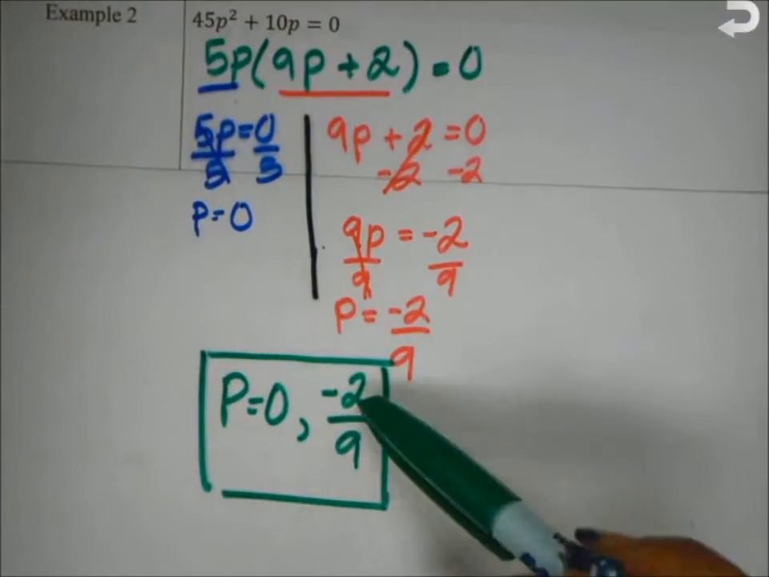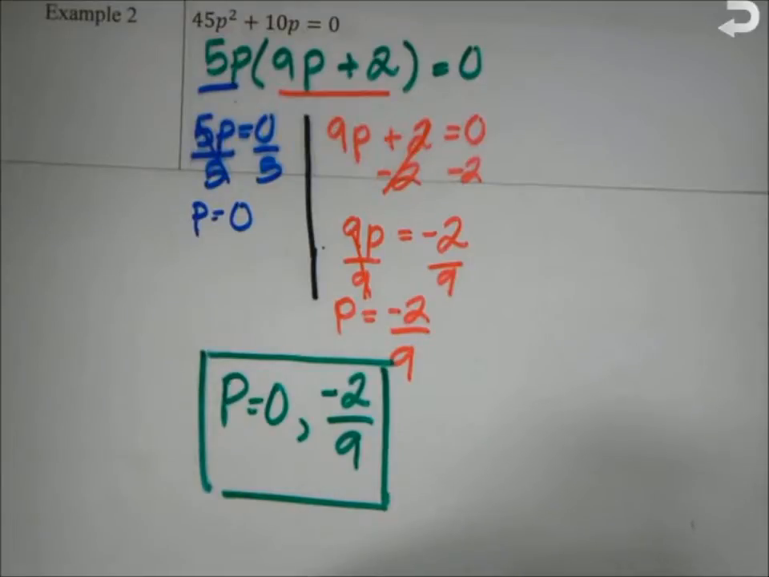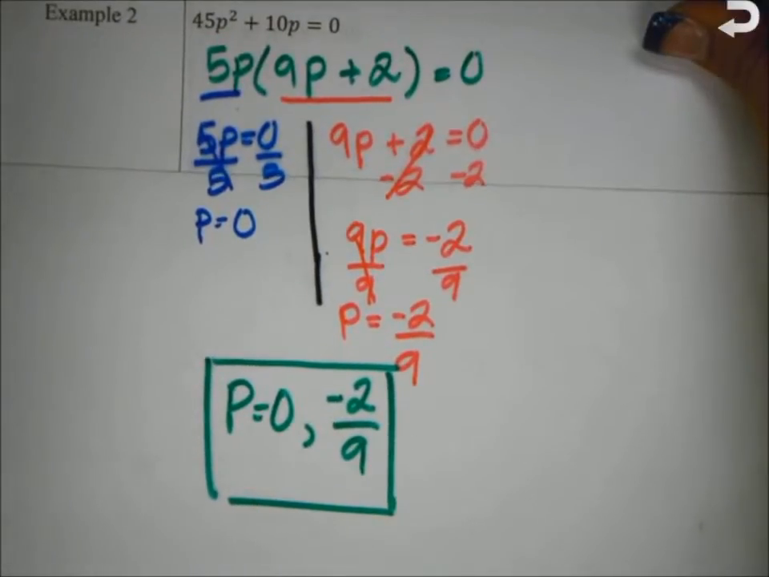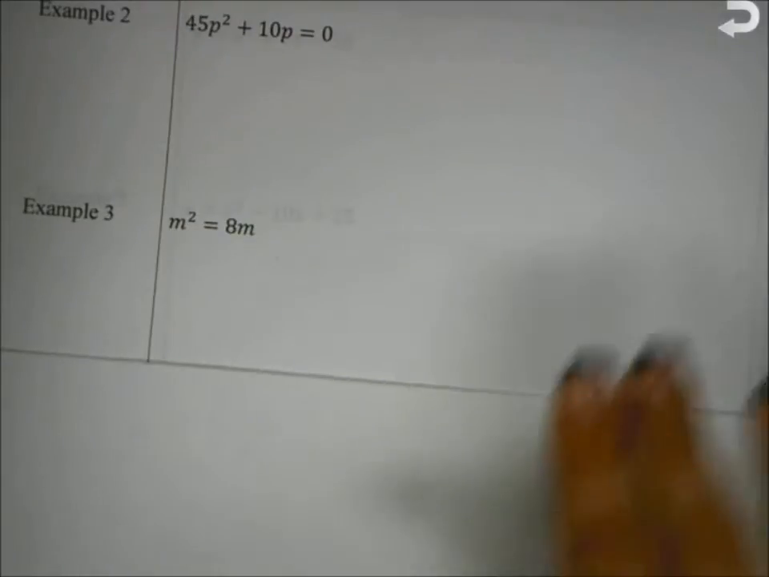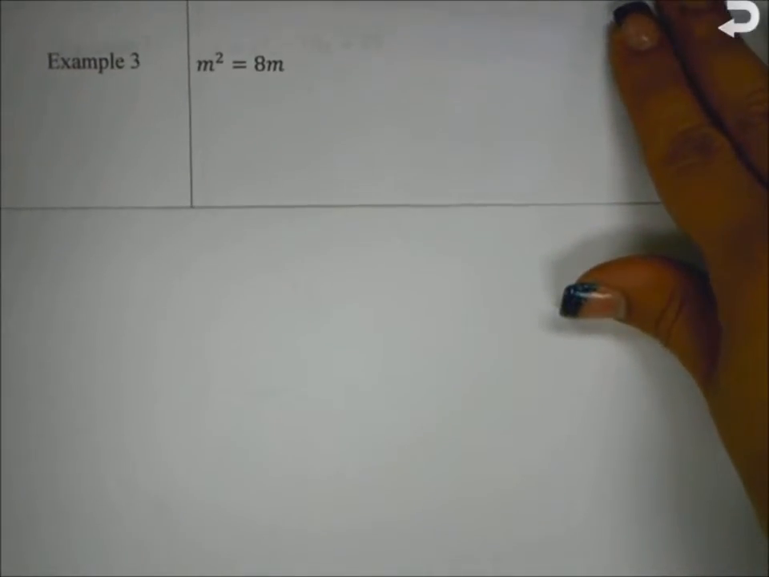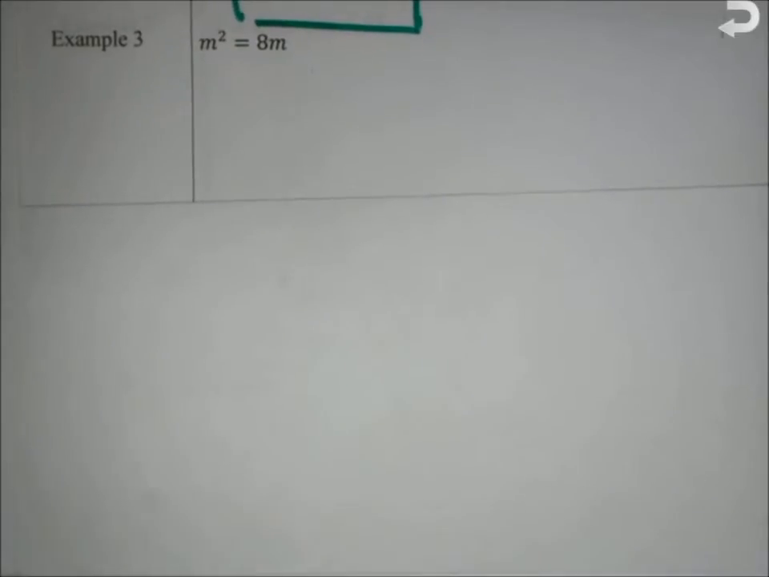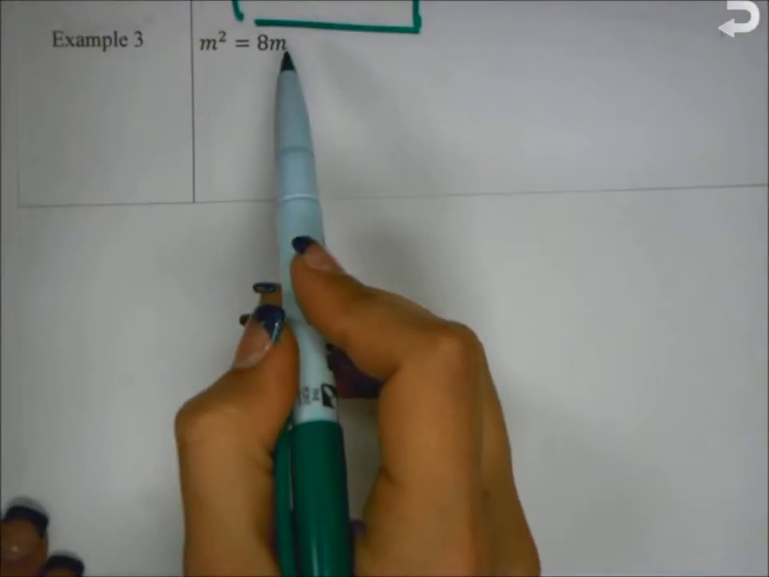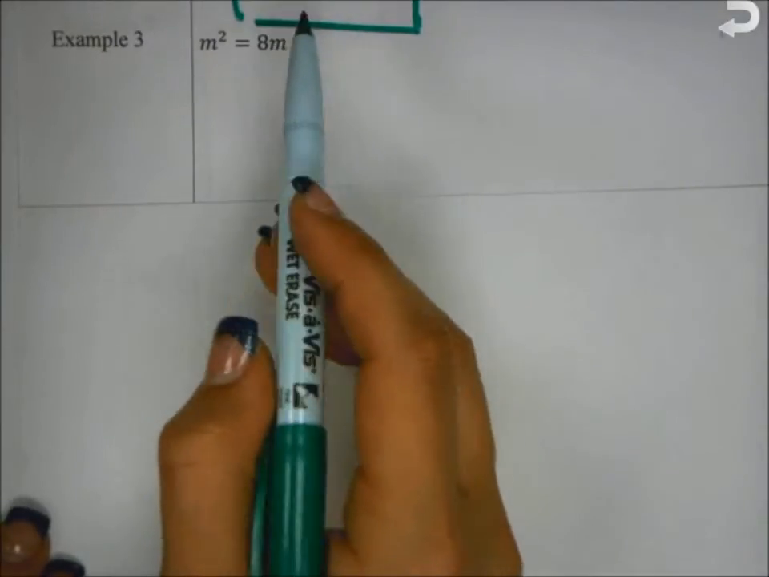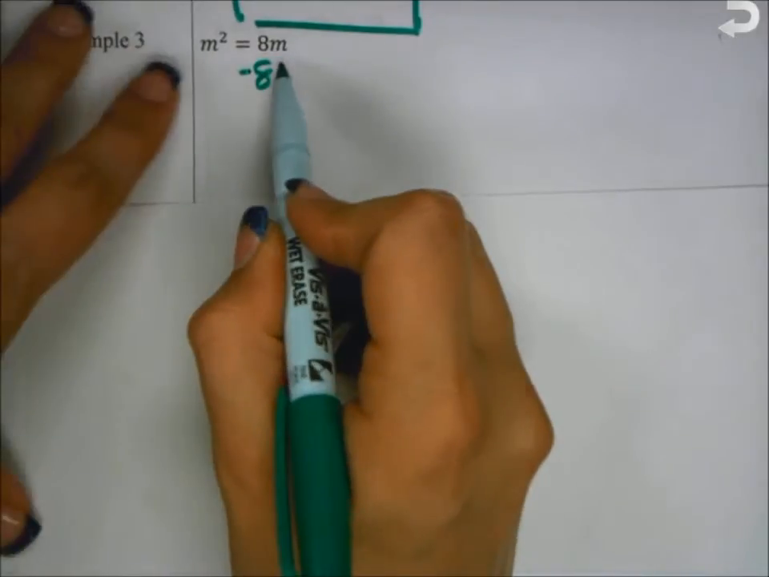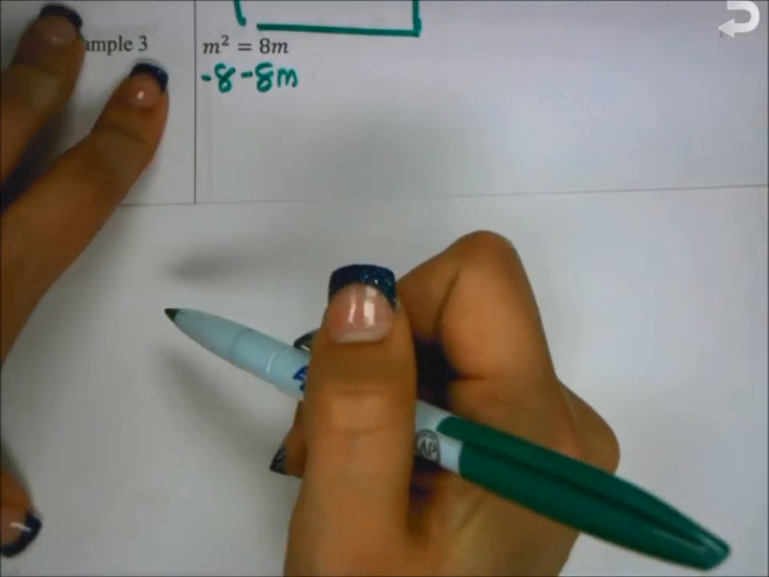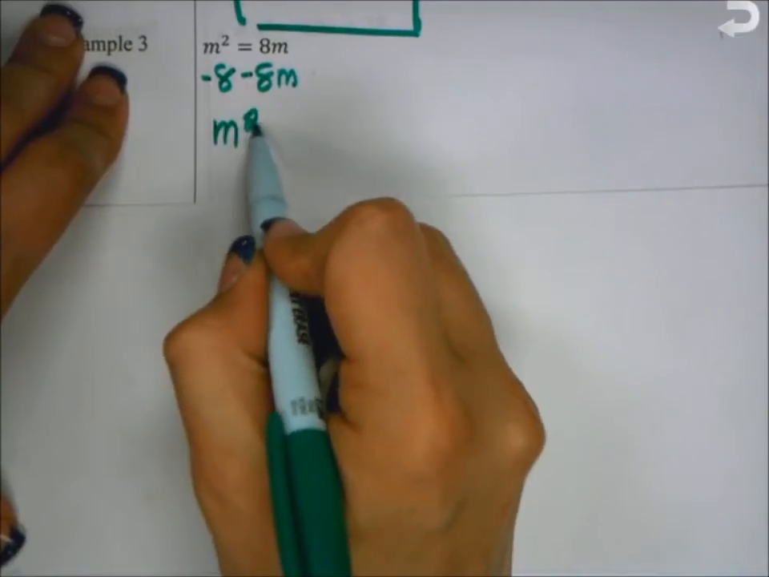Example number 3. m squared equals 8m. Okay, so this time we have m squared equals 8m. My first thing that I want to look for is that we're equal to 0. Is this one equal to 0? No, so we have to get it equal to 0. So what are we going to do? Let's subtract 8m from both sides. So then what would I have? I would have m squared minus 8m equals 0. And let's factor that.